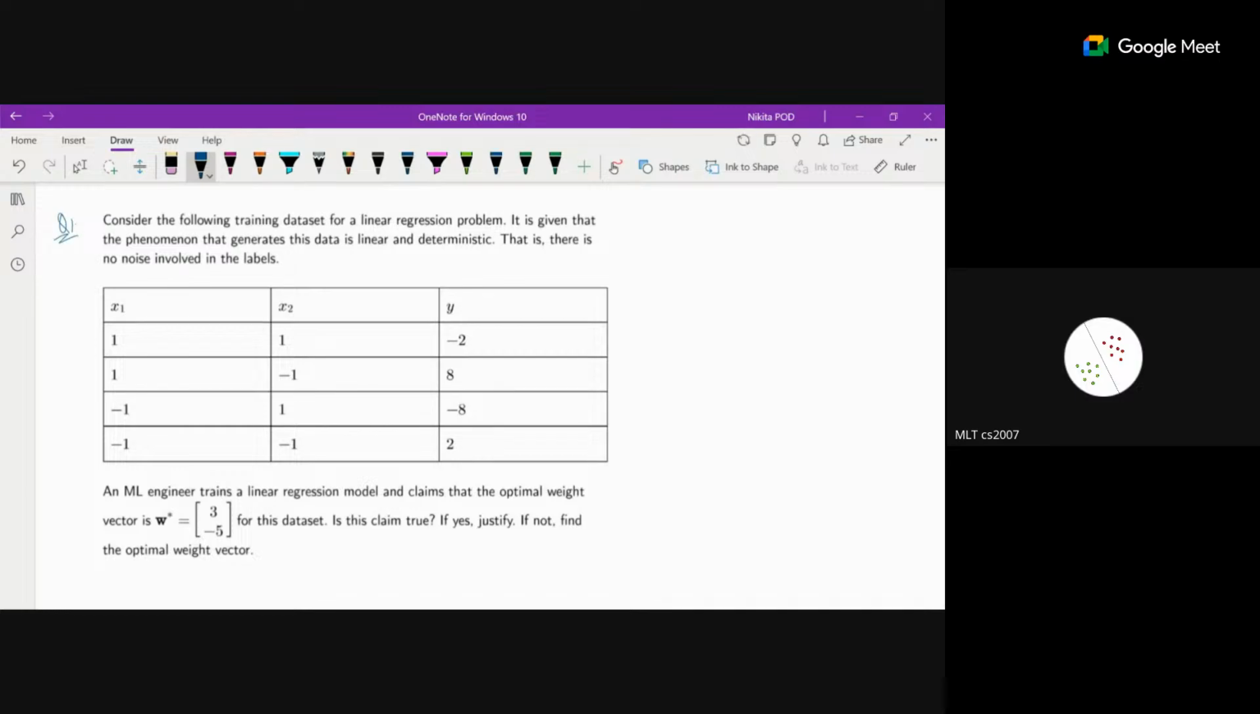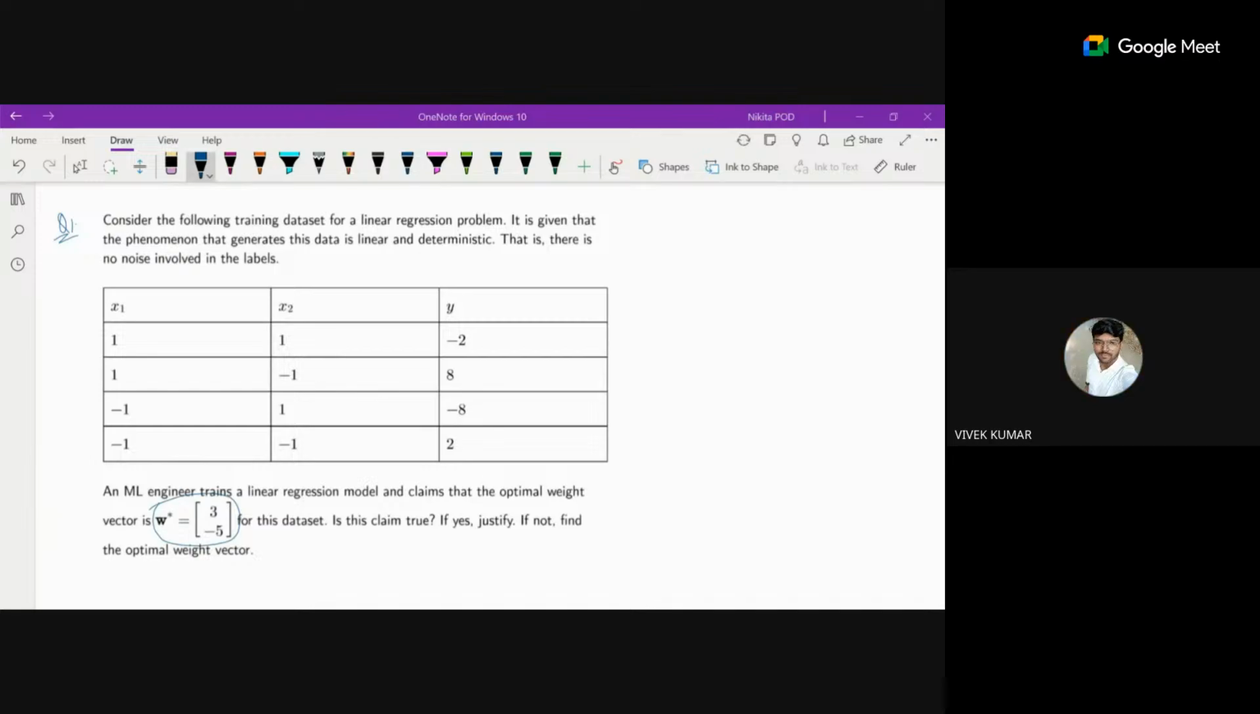Question number 1. For the linear regression problem, you have the training data set given to you. It is also mentioned that the way this data set has been generated is linear and deterministic, so there is no noise. Suppose an ML engineer trains a linear regression model and obtains W star to be 3 comma minus 5 for this data set. You have to check whether this claim is true.